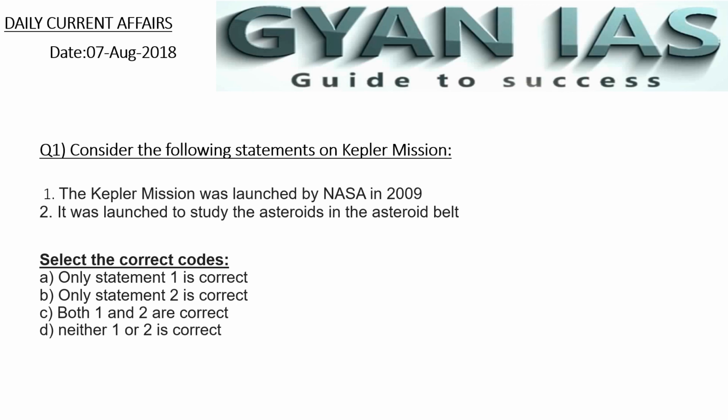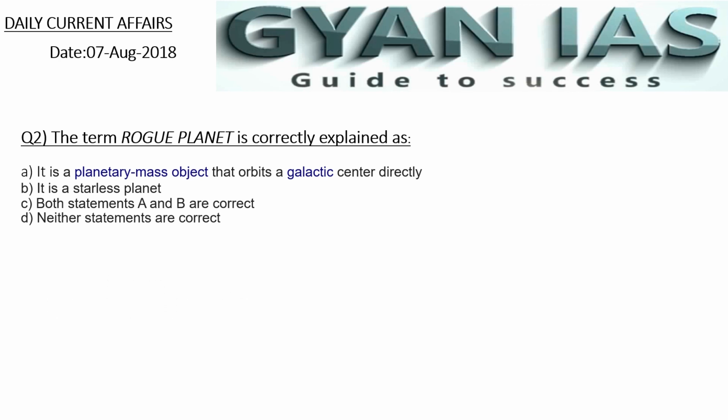The second question for today is: the term rogue planet is correctly explained as A. It is a planetary mass object that orbits a galactic center directly. B. It is a starless planet. C. Both statements A and B are correct, and D. Neither statement is correct. In this question, option C, both statements A and B are correct.